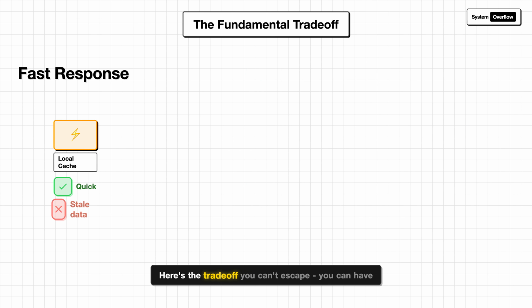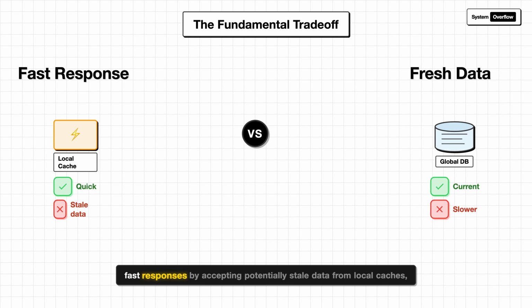Here's the trade-off you can't escape. You can have fast responses by accepting potentially stale data from local caches, or you can guarantee fresh data by querying across regions and accepting slower responses, but geography makes having both impossible.